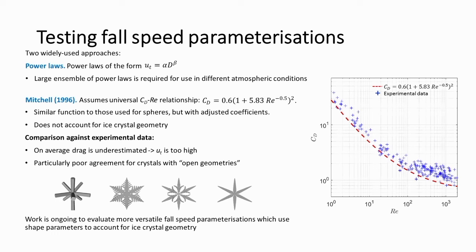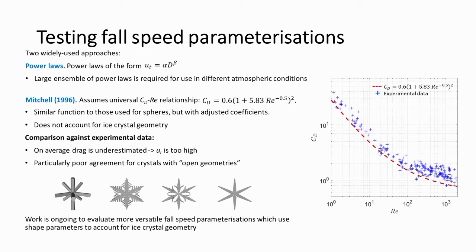But the other approach that we're going to be arguing towards in our work is a standard drag coefficient approach. The most common parameterization in this context was proposed by Mitchell in 1996, which assumes a universal drag curve, or drag Reynolds number curve, of this form here. This was proposed initially by analogy to previous work looking at spheres, but uses slightly different coefficients, and still doesn't really try to account explicitly for the shape of the particle.